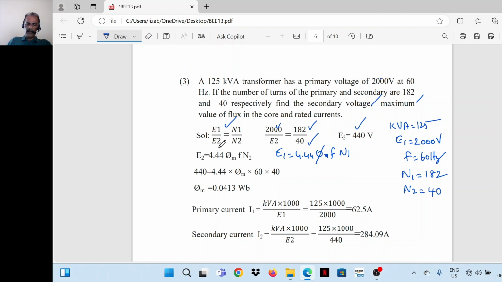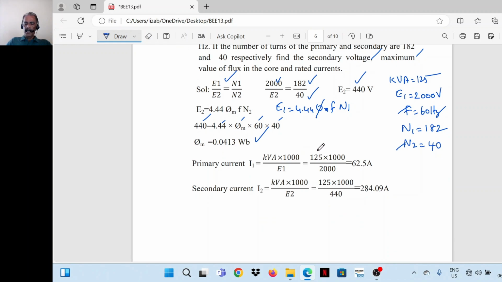Say, using the second equation, that is E2 is equal to 4.44 phi m F N2. So E2 is 440, we found out. 4.44 into phi m into F, which is 60 hertz, and N2 is 40. So from which phi m is 0.0413.